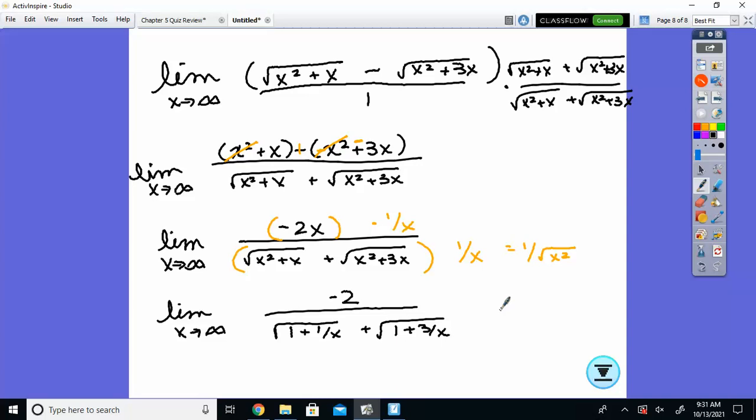Everybody with me there? Those are about as complicated as they get. We've had a lot of tricks here. The conjugate, multiplying by 1 over the power, having to bring that under the radical. Everybody with me there? This is a high point value question. So the top is negative 2. On the bottom, I get 1 plus 0 plus the square root of 1 plus 0. Square root of 1 is 1, so negative 2 over 2 gives me negative 1.